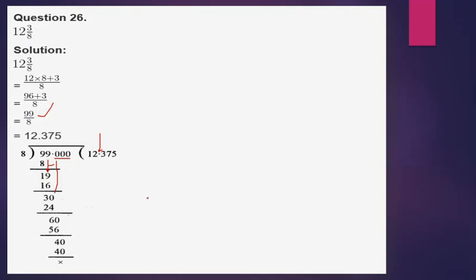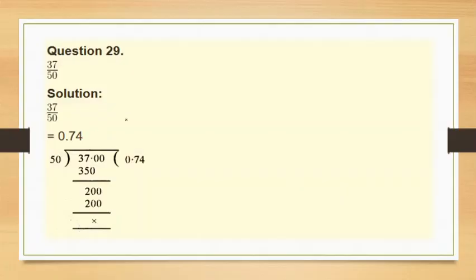Okay. Then 8 3s are 24, and now 30 minus 24 is 6. So here also we have to insert 0 again, and then we count next, 8 7s are 56, and then we get 4. Again the remainder is 4, so we will insert 0 again, and then 40 is there. Now 8 5s are 40. So what is the decimal form? 12.375. That is the answer.